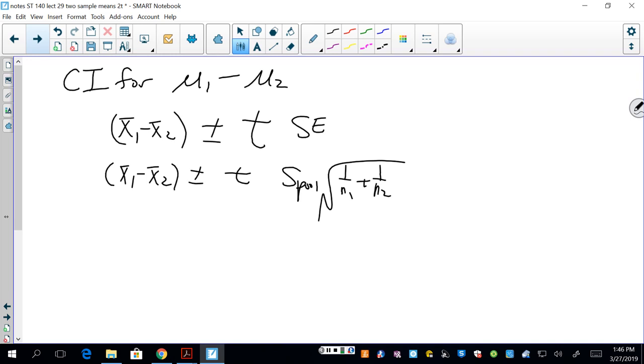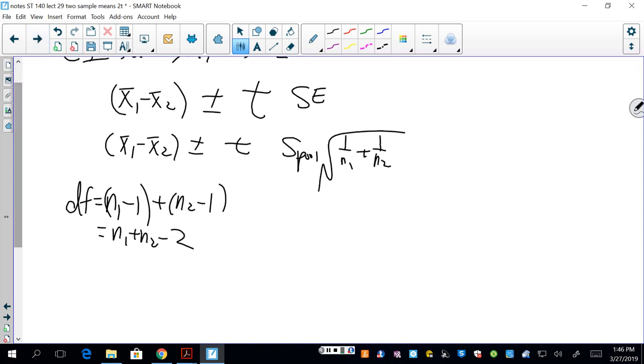But to finish this, we need a degrees of freedom. We need a particular t. The degrees of freedom we get to use is n1 minus 1 plus n2 minus 1, which is the sum of the two sample sizes minus 2. We reduce the sum of the sample sizes by 1 for the first mean. We're estimating a second mean, so that also gets subtracted. So it goes down.